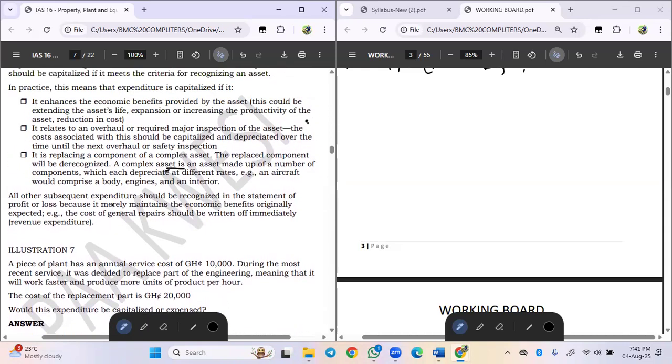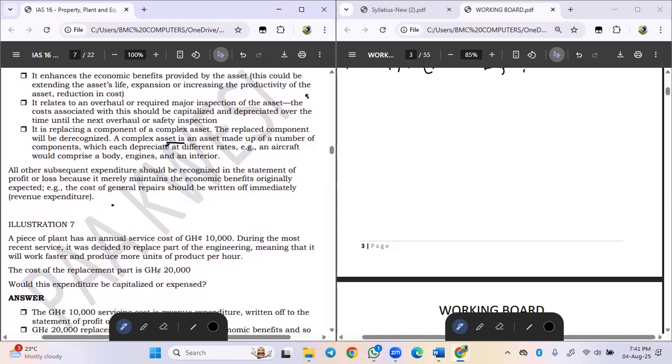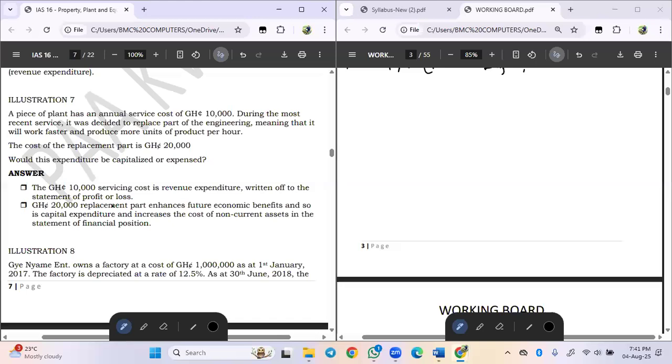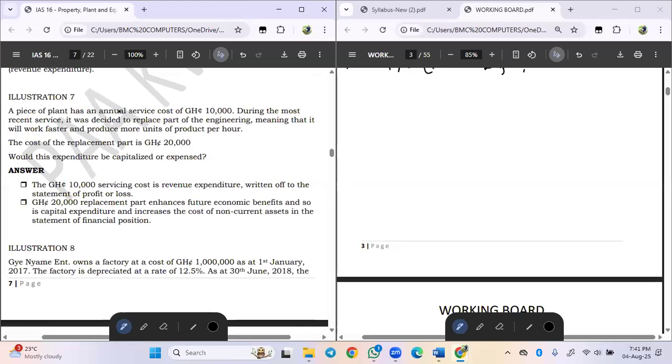So you will take an example and look at it. Illustration 7: a piece of plant has an annual service cost. Annual service cost is like maintenance. Every year someone has to come and check for faults. In some companies, they have contracts with experts in air conditioning and so on. Every year they will come and service it, and the company will add it to their cost. That one will be captured as revenue expenditure, so it means it will be expensed in the P&L.